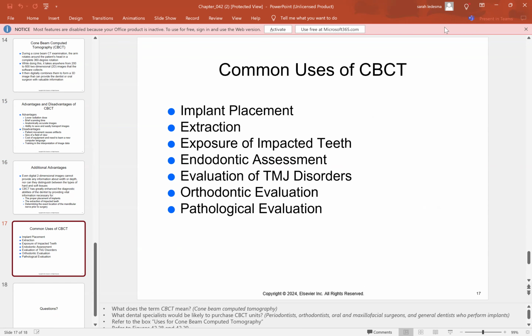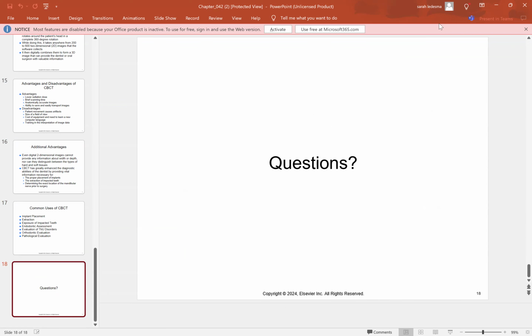Common uses for CBCT would be in implant placement, extraction, exposure of impacted teeth, in endodontic assessments, evaluation of TMJ disorders, orthodontic evaluations, and pathological evaluations. This concludes our lecture.